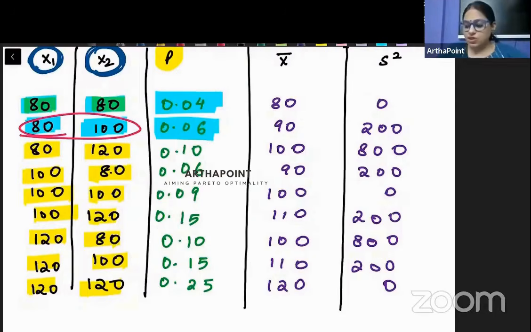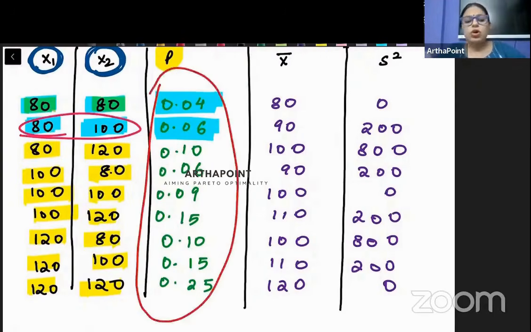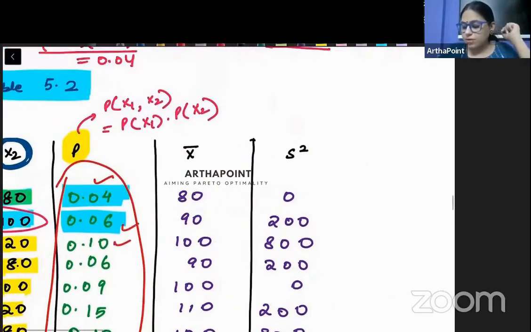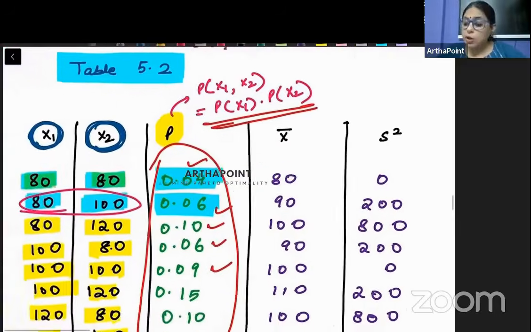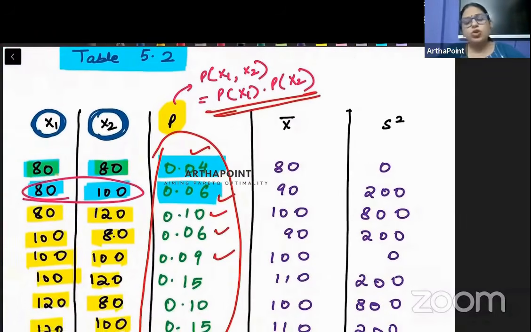Now, in similar fashion, I have filled this entire column. This whole column is filled on the basis that you pick up the probability of the first one into the probability of the second one, and that gives you the joint probability. I am able to multiply individual probabilities because these are independent events. Since they are independent events, I have been able to multiply them together.